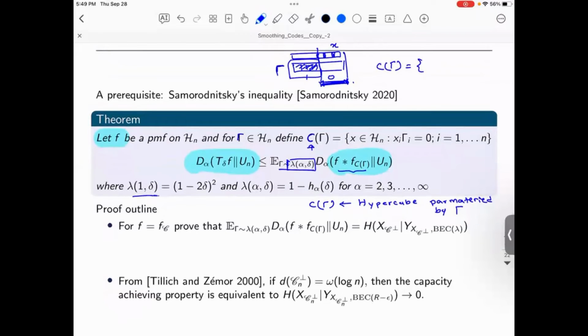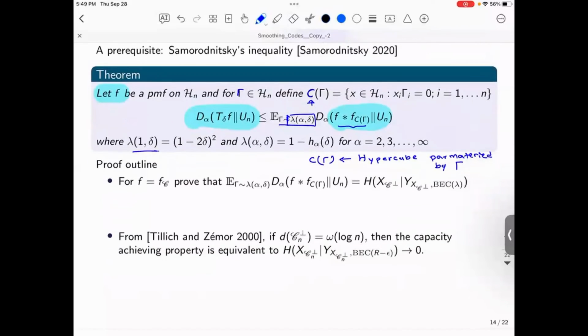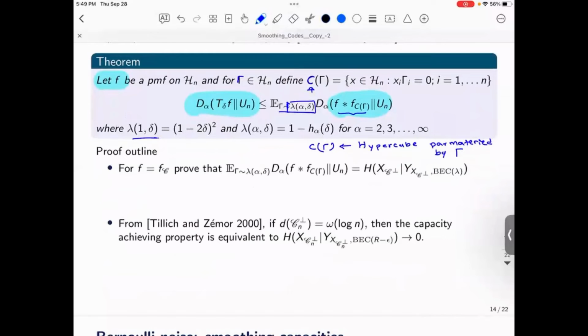So this is something obtained by Samorodnitsky, and actually it appeared in a different way, but I converted it into something that is familiar to us. I have written it in divergence form. Now the next step is to show that the right hand side of this inequality is equal to something like this.